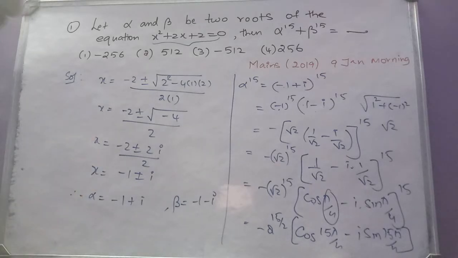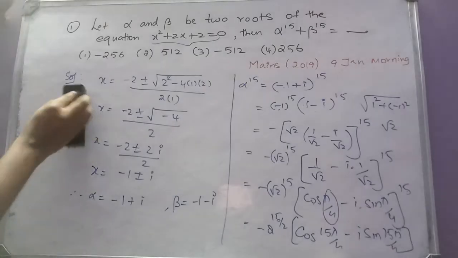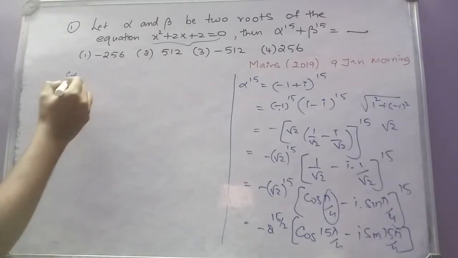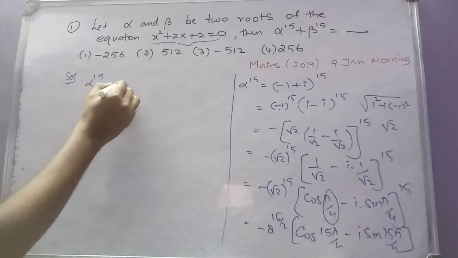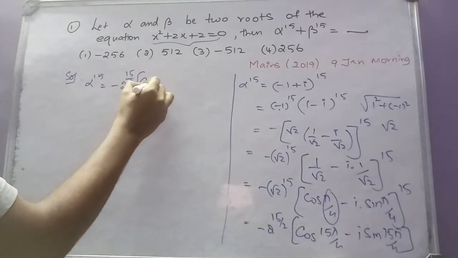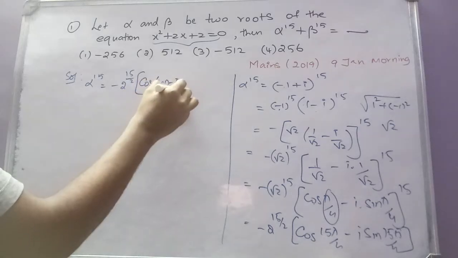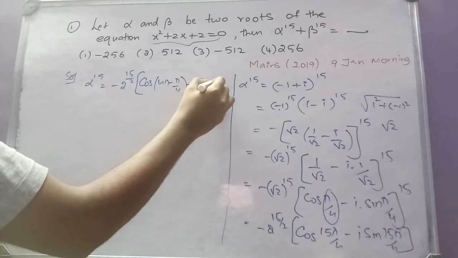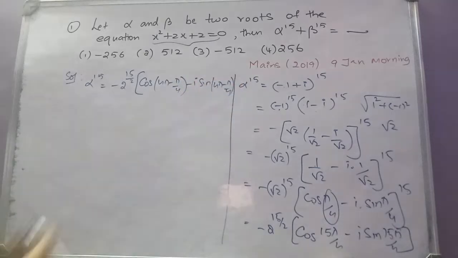So I'm erasing this. So what do you get? Alpha power 15 is equal to minus 2 power 15 by 2 into, this can be written as cos of 4 pi minus pi by 4, and minus i sine of 4 pi minus pi by 4.